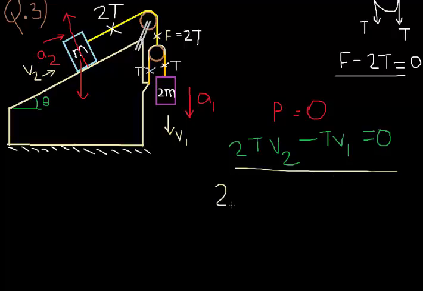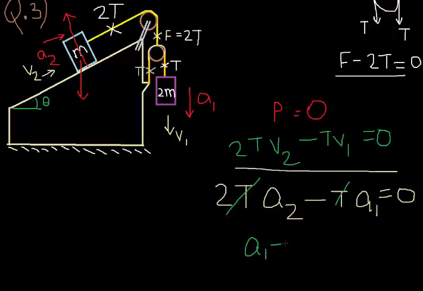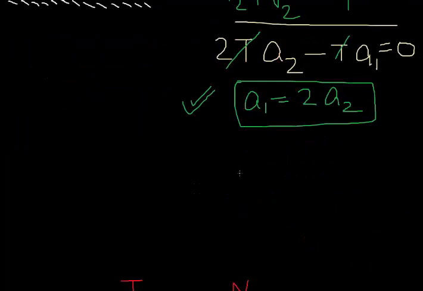Now if we differentiate this equation with respect to time, we'll get 2T a2 minus T a1 equal to 0. Here T gets cancelled and we are finally left with a1 equals 2a2. This is our constraint equation.